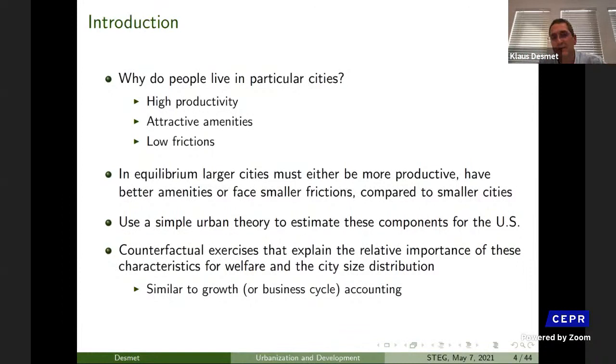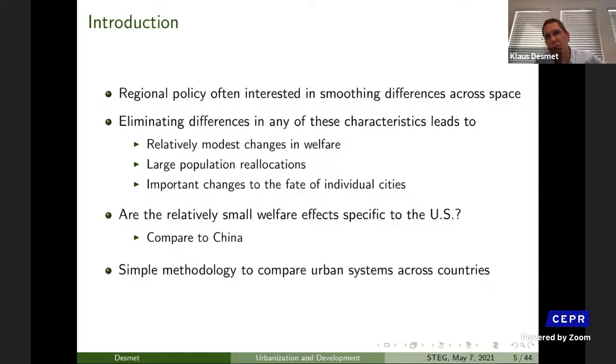And so once we have this model and once we can quantify it, we'll obviously be able to run some counterfactual exercises. And the counterfactual exercises will be a little bit along the lines of what I was talking about in the introduction. I can, for example, look at, would it make sense to support smaller cities? Would it make sense to try to slow down growth in bigger cities, etc., right? And then, as I said, we will compare the US and China.